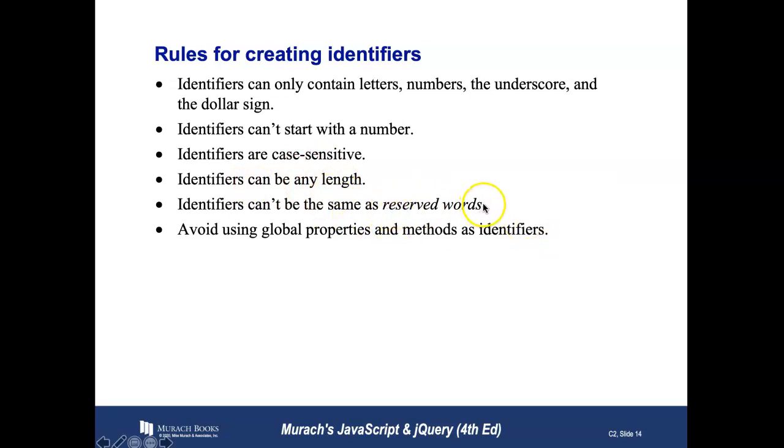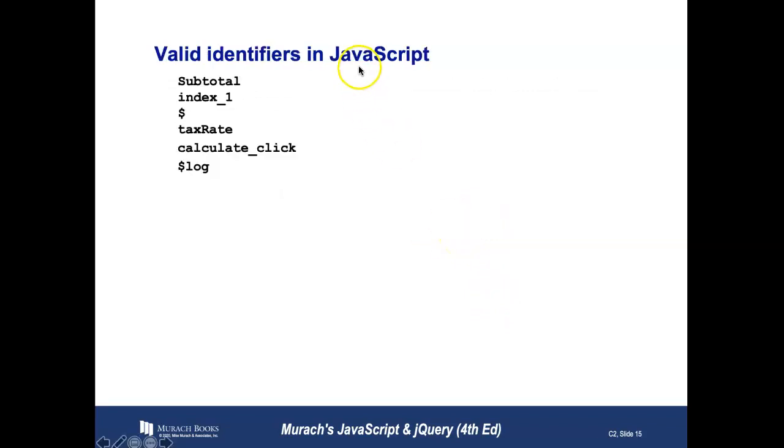I will give you a sheet. It's somewhere in the course right now of reserved words for JavaScript. It's very difficult to use them. They're going to be obvious. When you see the sheet, you'll know what I'm talking about. Avoid using global properties and methods as identifiers. That's not going to make sense yet. It will soon.